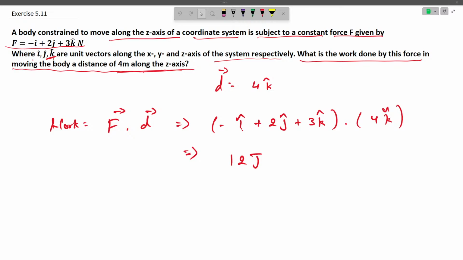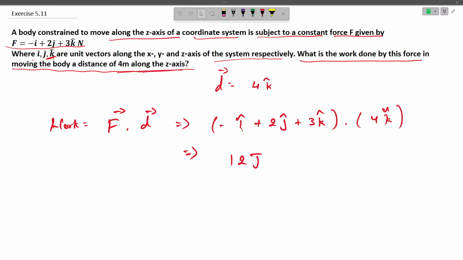The question says that a body constrained to move along the z-axis of the coordinate system is subjected to a constant force F given by F equals minus i cap plus 2j cap plus 3k cap, where i, j and k are the unit vectors along the x, y, z axes of the system. What is the work done by this force in moving a distance of 4 meters along the z axis?